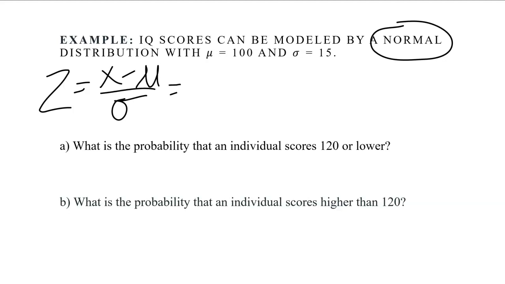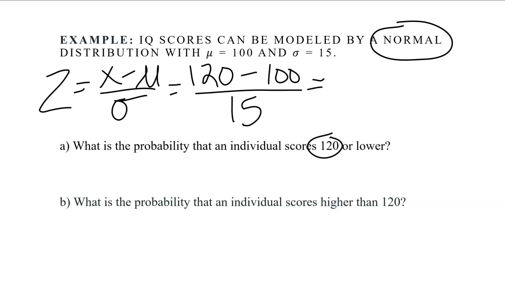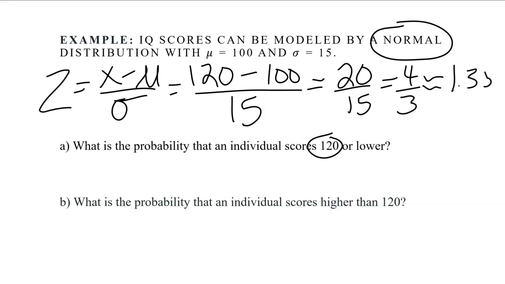Well, our x here, we're going to use 120 because that's the data we want to know. And then our mean is 100 and our standard deviation is 15. So 120 minus 100 is 20 over 15. And that becomes 4 over 3, which is approximately 1.33. It's 1.33 repeating, but if we round it to 2 decimal places, it's 1.33. All right. And so that is our z-score. That is our standard value for the standard normal distribution.